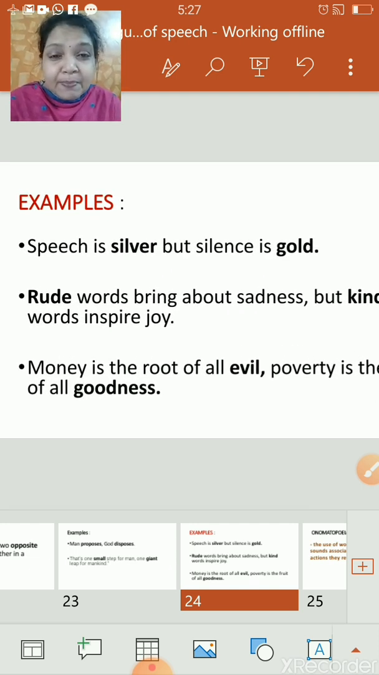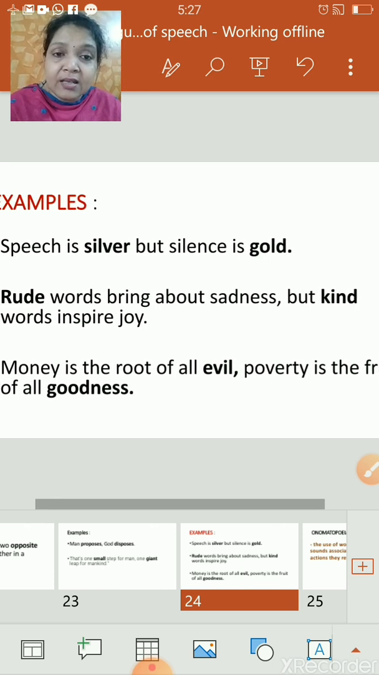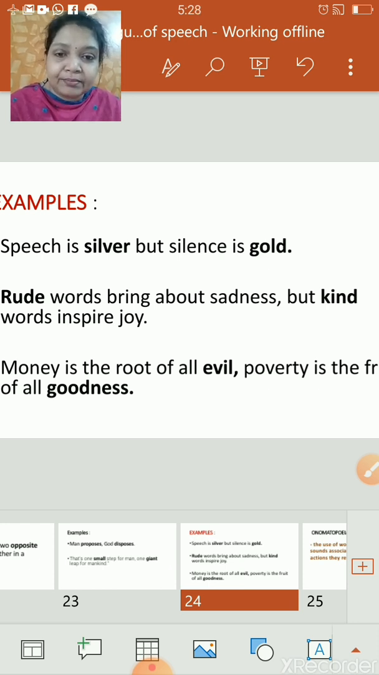Speech is silver but silence is golden. Yes, of course, there are two opposite words over here: silver and gold. Now, the next one. Rude words bring about sadness, but kind words inspire joy. Students, which are the two opposite words over here? Yes, it's rude and kind.